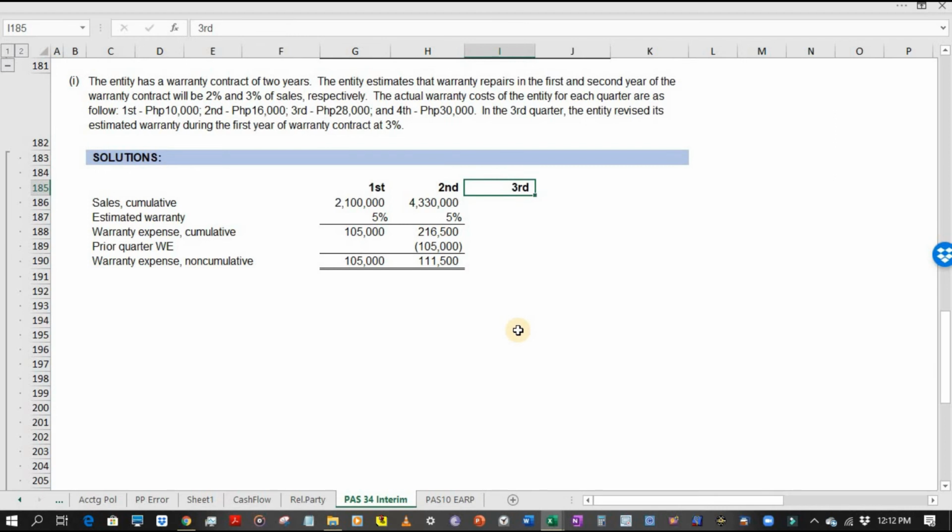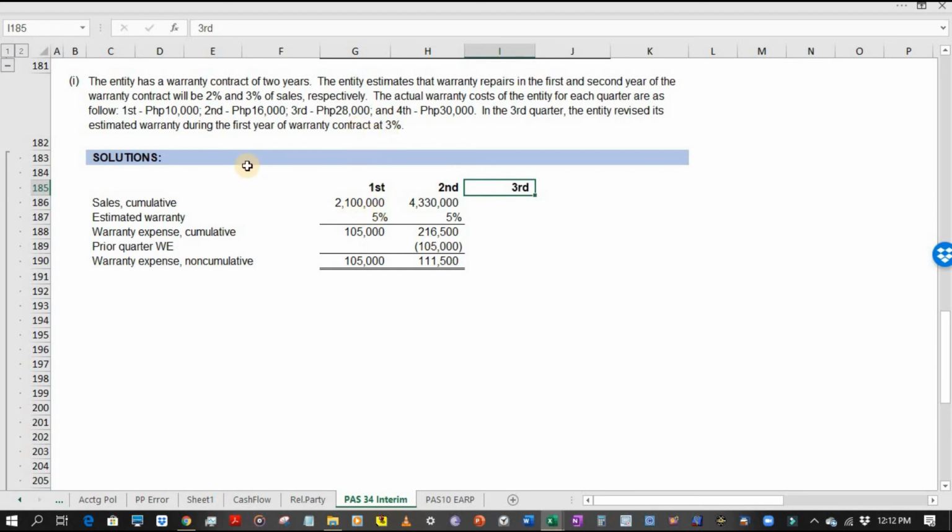So in the third quarter, there is a revision in the estimate. According to the last sentence in the third quarter, the entity revised its estimated warranty during the first year of warranty contract at 3%. So based on the problem, the initial estimate during the first year of the warranty contract is 2%. And in the second year of the warranty contract, we have 3%. So between these two, the percentage that is revised is the 2%. So from 2, it was revised to 3%.